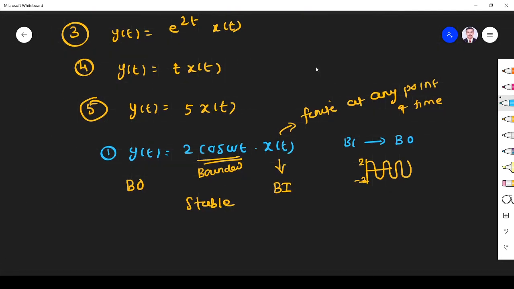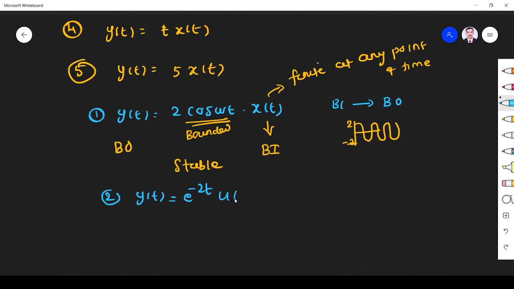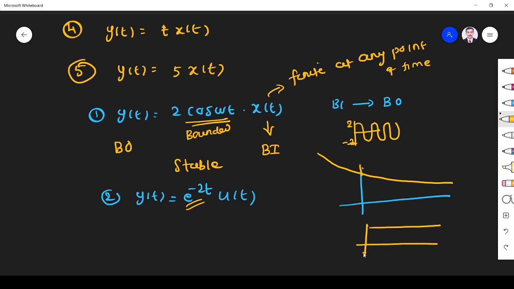Now the second question: y of t is equal to e power minus 2t into u of t. So what is e power minus 2t into u of t? It will be like this. E power minus 2t is a decaying exponential. If you have any doubt, please refer to my video on real exponential. This is e power minus t. That is multiplied by u of t. U of t will be like this, from 0 to infinity only.